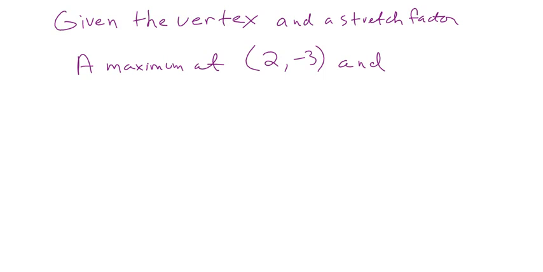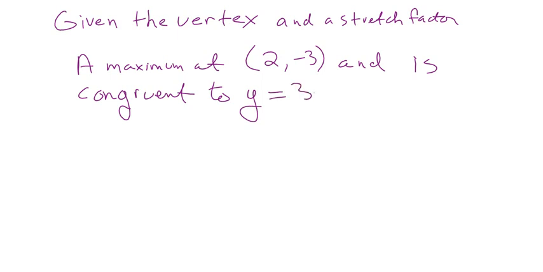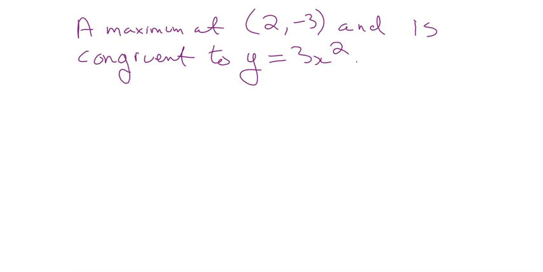Maximum at 2, -3 and is congruent to y = 3x². So what does congruent mean? It's the same shape. In other words, we could take this shape, run it through a series of transformations, and end up with what we're looking at here. It would all have started with y = x², and then we do stretches first, so we would have done y = 3x², and then we would do some stuff to make it have a maximum point and all that good stuff.